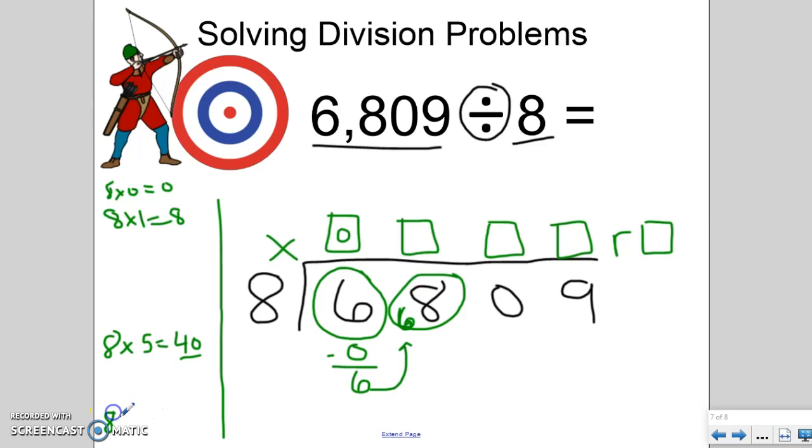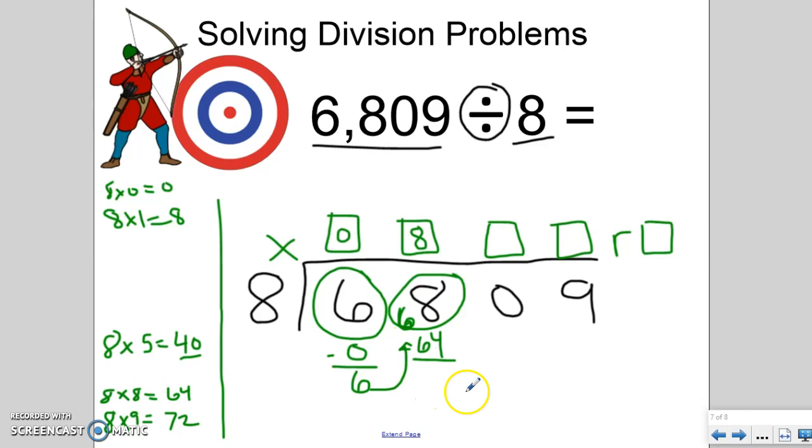I know my 9s really well because I have fingers that are awesome. 8 times 9 is 72. Close, but too high. So 8 times 8, clap, clap, floor, 8 times 8 is 64. That's going to be it. So 8 times 8 is going to get me to 64.